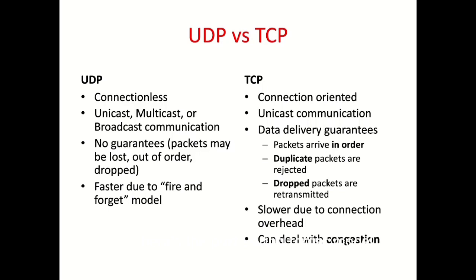And that's why we call it a fire and forget model, because we're firing off from our source, and we're just hoping it's received. There's no guarantee we'll get a message back. And then TCP, it's a connection-oriented protocol. It's mainly used for unicast communication, so communication between two nodes. We do have data delivery guarantees. So we have guarantees packets will arrive in order because we're using the sequence number to establish what was the last piece of information that was sent.